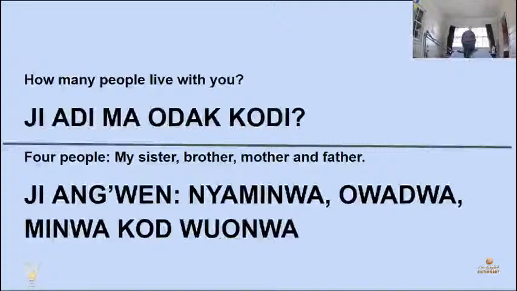Ji adi ma odak kodi. Ji ang'wen. Nyaminwa, owadwa, minwa, kod wuonwa. And the thing is, I'm trying to put in a lot of things in the conversation so that you understand what nyaminwa, owadwa mean. This is on the family side. So if you look at the family videos that we've done before, you'll be able to understand. Nyaminwa is my sister. Owadwa, my brother. Minwa is our mother. And wuonwa is our father. So, ji ang'wen. And then they're listing the four.